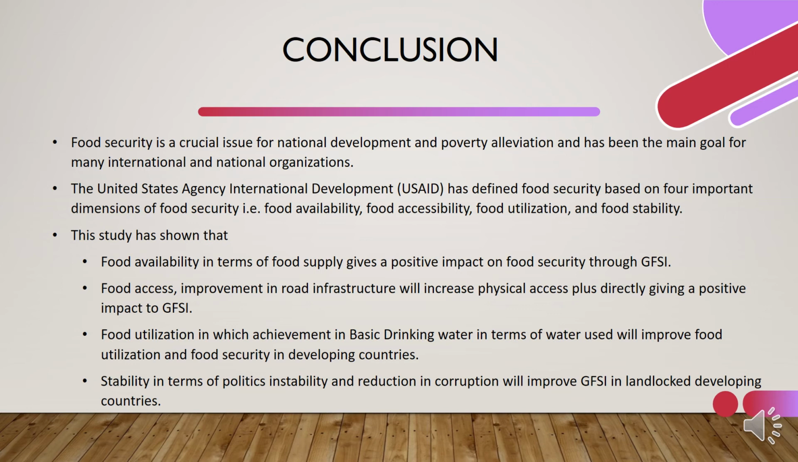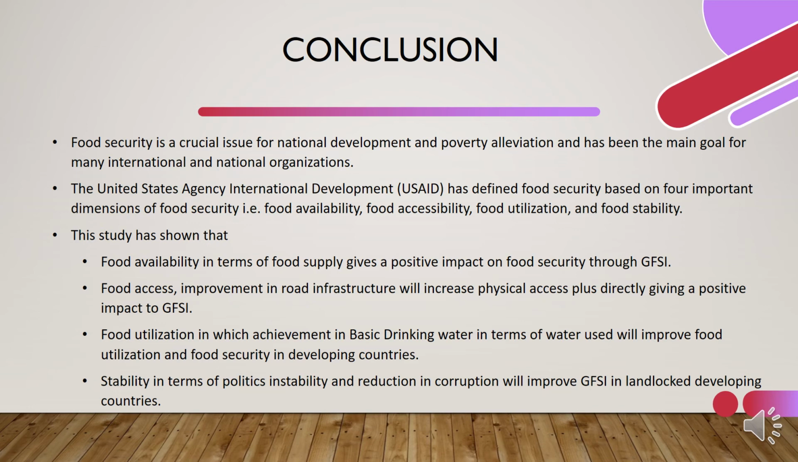national development and poverty alleviation, and has been the main goal for many international and national organizations. According to the United States Agency for International Development, food security is defined based on four important dimensions, which are food availability, accessibility, utilization, and stability. The result shows as below.